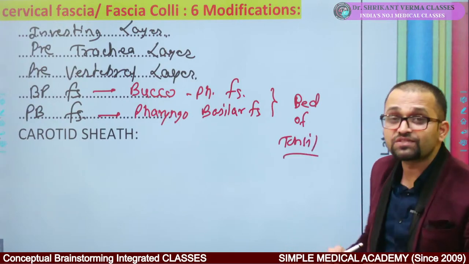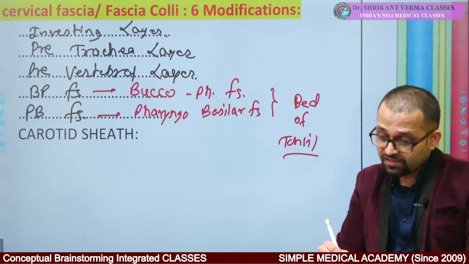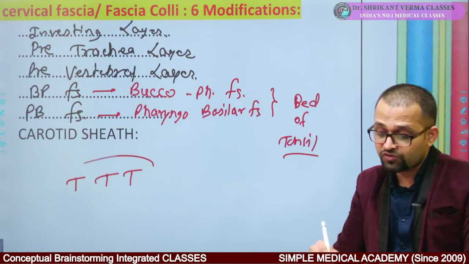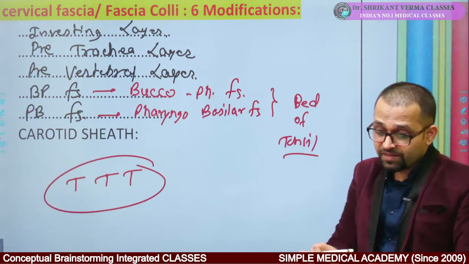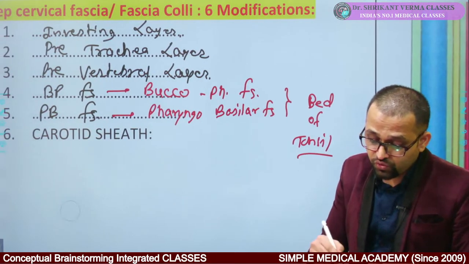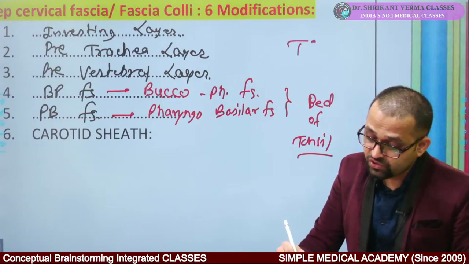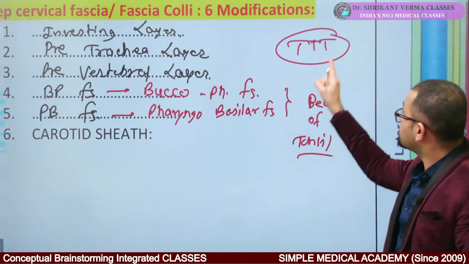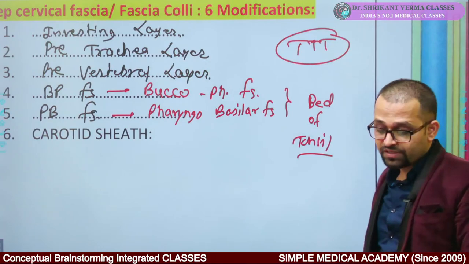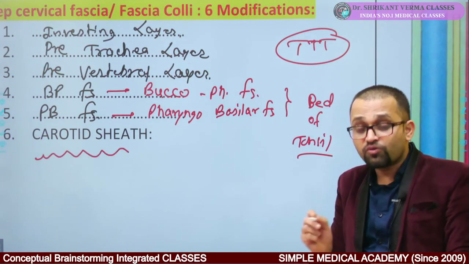Yes, the tonsil topic is very important. Remember 3T: T for thyroid, T for tongue, T for tonsil. You must study them. Okay, 3T, you have to study: tongue, thyroid, tonsil. It is very important. Now we are going to talk especially about the carotid sheath.